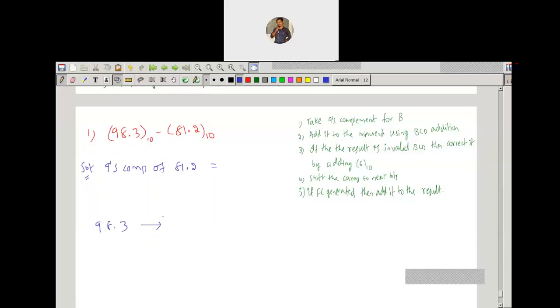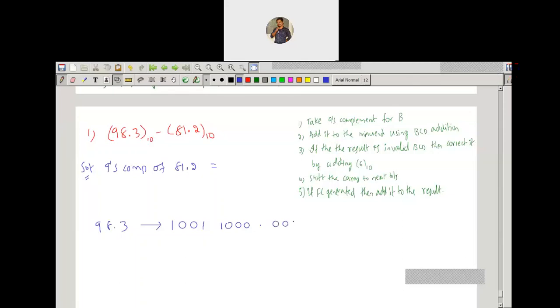Anybody? Please post your answer in the chat box. 9's complement of 81.2. My dear students, I'm asking you. So what is the 9's complement of 81.2? Right. Simply 18.7 only. Right? Well done.